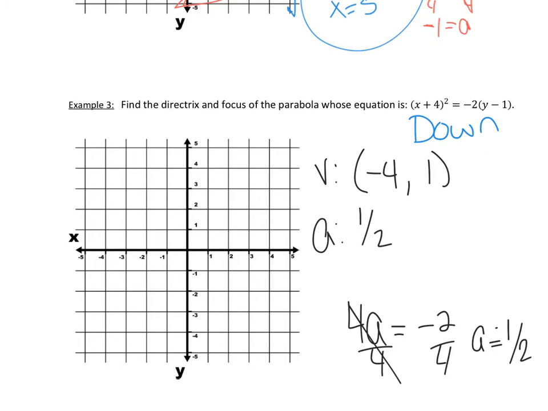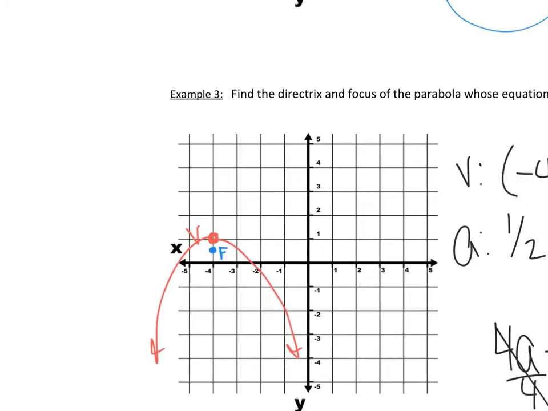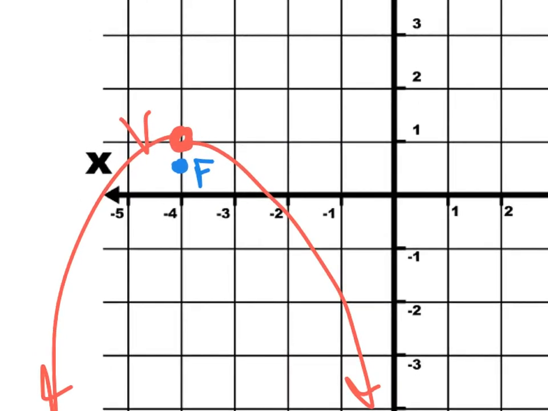So I'm going to plot -4, 1, and that's my vertex. And this is going to get a little bit messy. We know it opens down, so let's first off do that. It's just going to get a little bit messy because it's half, so it's going to be half below. So right in between, that's your focus, halfway. Okay, if you guys can see, I'm halfway between the two boxes. And then halfway above is going to be your directrix.